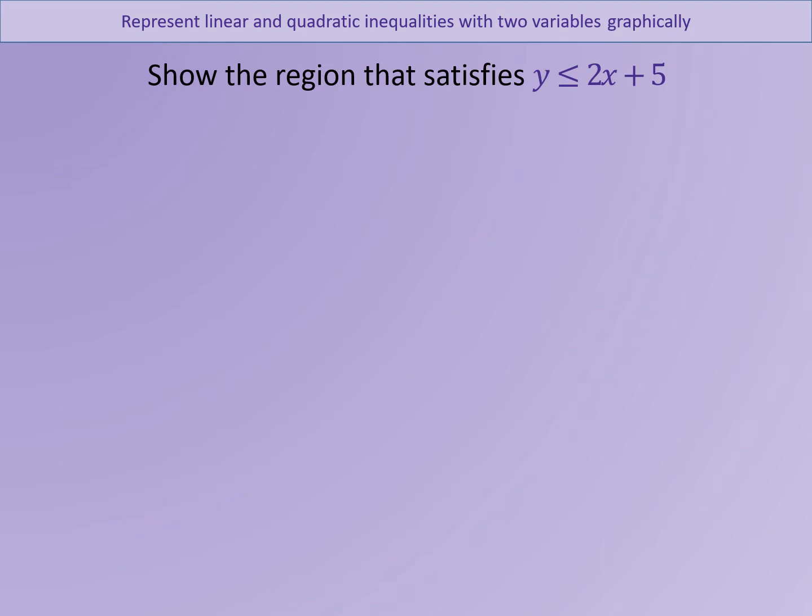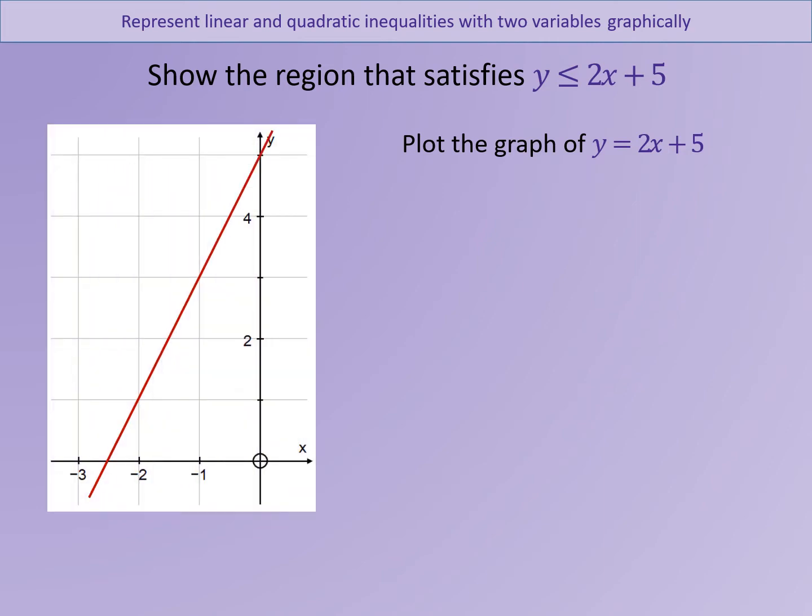We're going to show the region that satisfies all the points where y is less than or equal to 2x plus 5. So the first thing we're going to do is plot the line y equals 2x plus 5. This can be done by using the gradients and the y-intercept, or by substituting in points and joining them together to make a straight line. So that is the line y equals 2x plus 5.